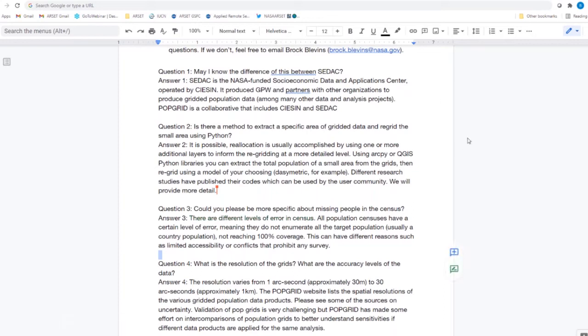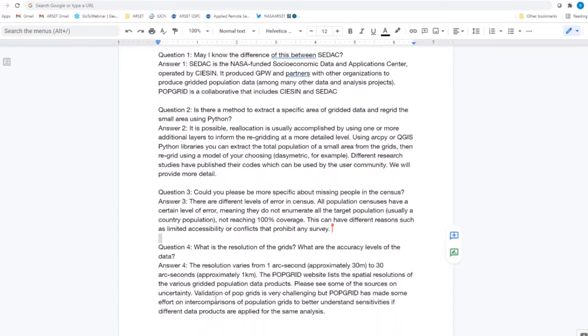Of course, there are also reasons such as limited accessibility. There are conflicts in different countries. It's very important to realize these are global grids, and the coverage temporally and regionally can be very different across countries. And that's what was meant about missing parts of the population at different time periods for different countries.